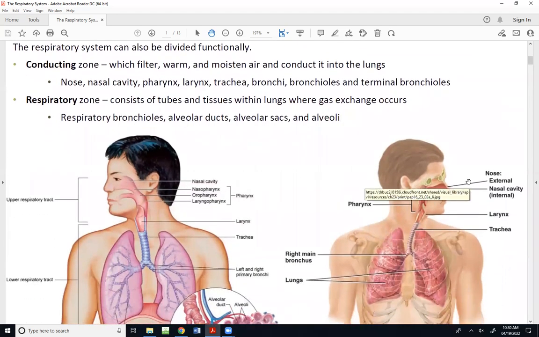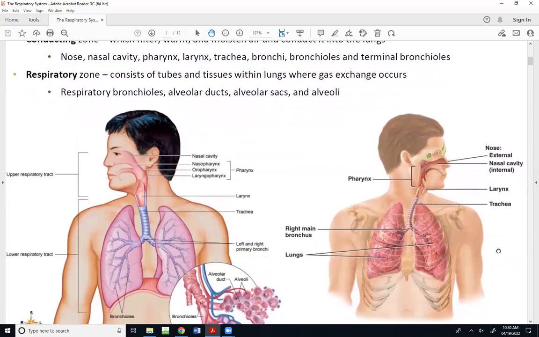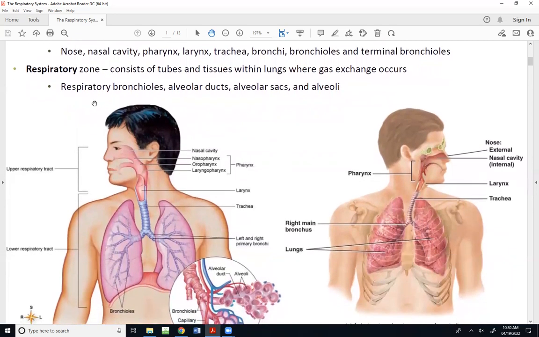Functionally, we divide the respiratory system into two zones, what we call the respiratory zone and the conducting zone. Okay, the conducting zone filters, warms, and moistens air and conducts it into the lungs. So it's just airways that push the air into the lungs. It runs from the nose and includes everything down to what we call the terminal bronchioles, which are some of our smaller branches of the bronchial tree. We'll learn about all these different segments later in the lecture, though not today probably.